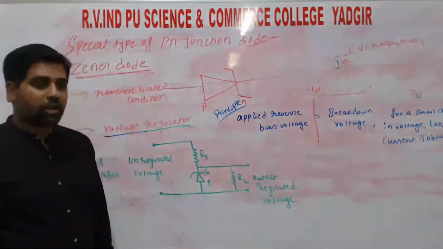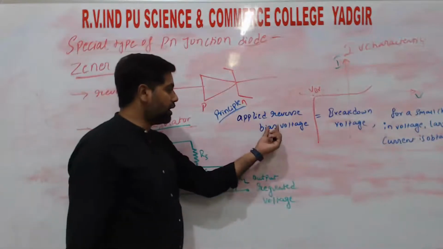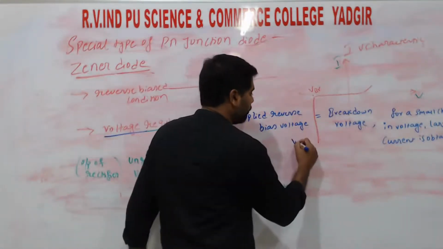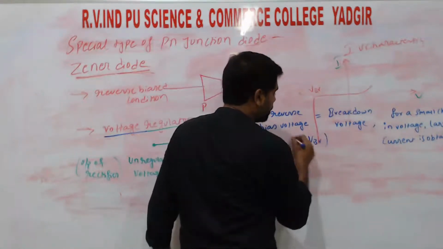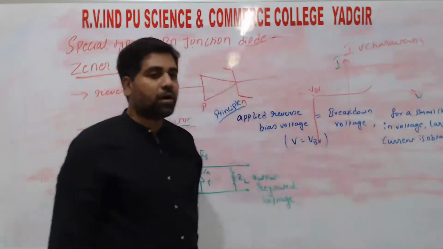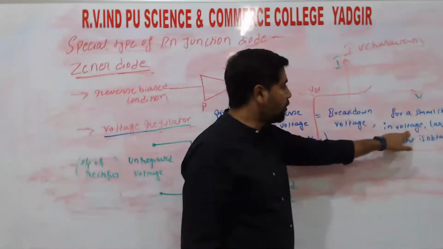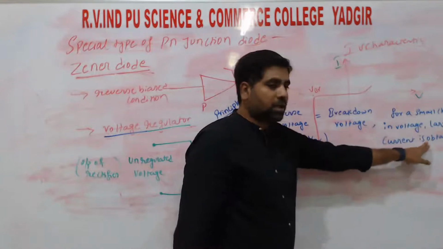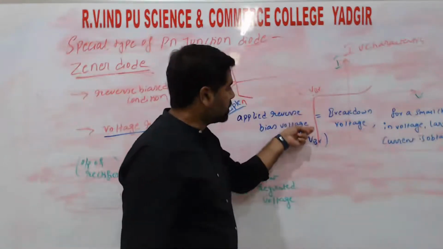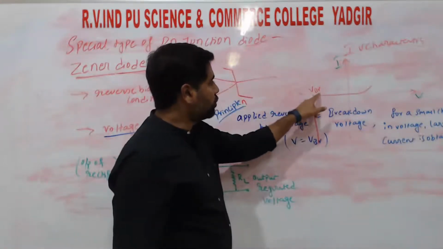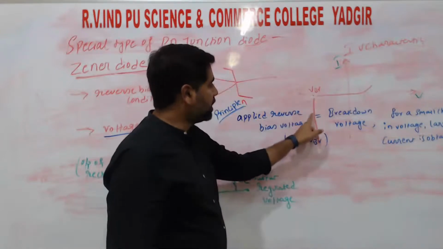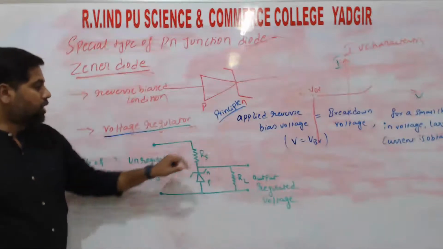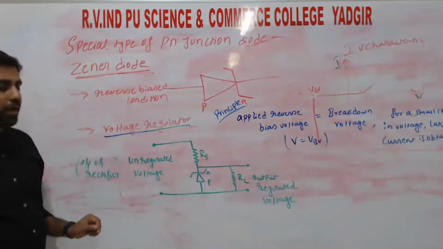So the principle of the Zener diode is when the applied reverse bias voltage is equal to the breakdown voltage, that is V equals VBR, then for a small change in applied voltage, we get a large current. That means here we get the straight line. So when V equals VBR, we get a large current, right? By this principle, the voltage regulator works, right?